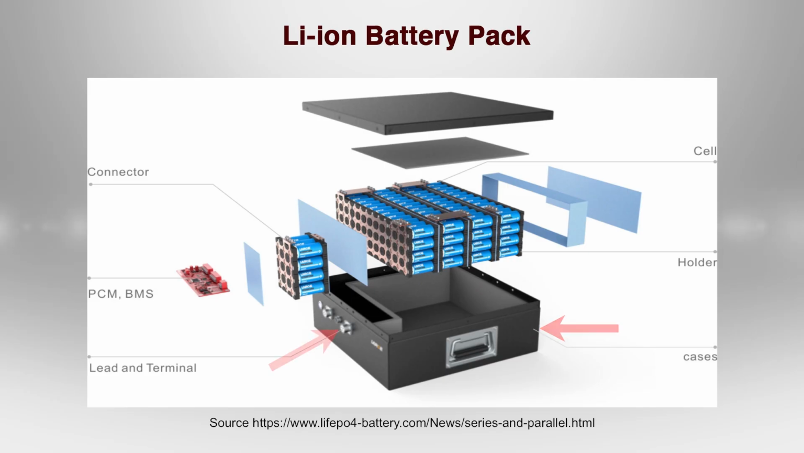Then we have lead and terminals at the front of the battery packs, which are used to collect the current. Sometimes, depending upon the customer requirement, we use a DC MCB as well to provide protection against high current, which can be used during a short circuit. Okay, and the next important part is the BMS, battery management system.